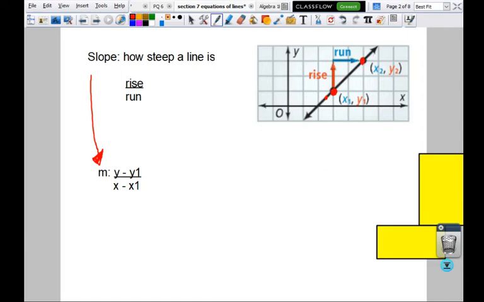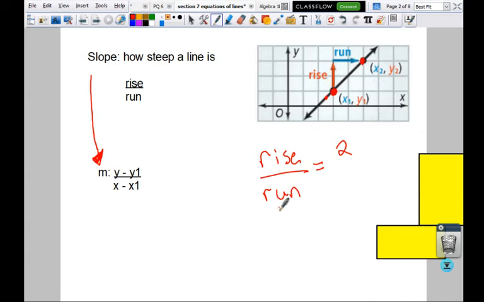So, slope is rise over run. When I do these, I'm always going to go from left to right. From my left point, how far do I need to go up before I get to the same level? On this one, it's pretty easy. I got to go up 2, right? So, my rise is 2.